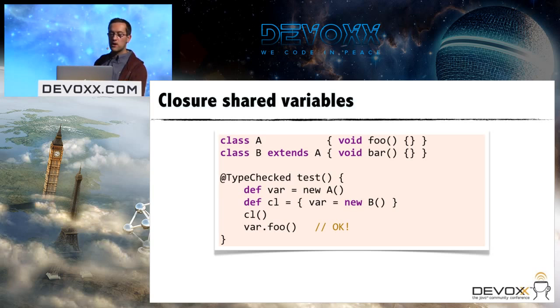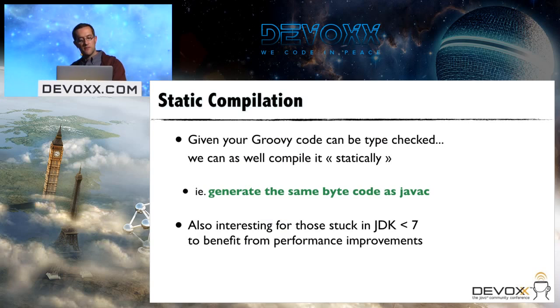So just be aware that there are some cases where you might have some surprises, and the static type checker might complain because there are some aspects which are typically runtime aspects that cannot be statically type checked. So, well, it's basically the advanced cases. And I'll finish with static compilation.